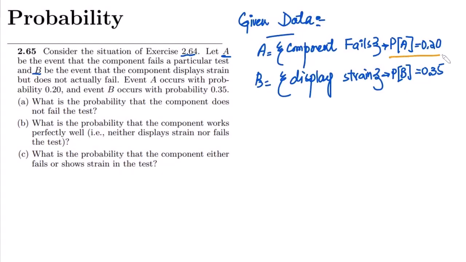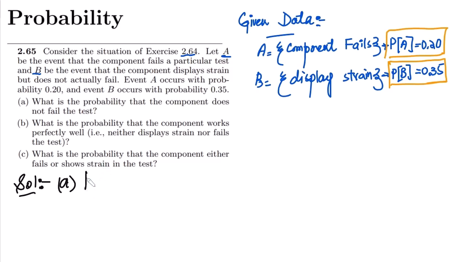Let me underline their probabilities. So these are the probabilities given to the events A and B. So what do I have to do? I have to find the probability that the component doesn't fail the test. Okay, so let me write the solution here, and this is the solution of part A.